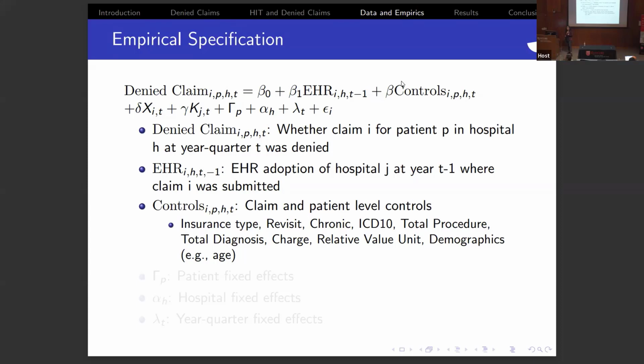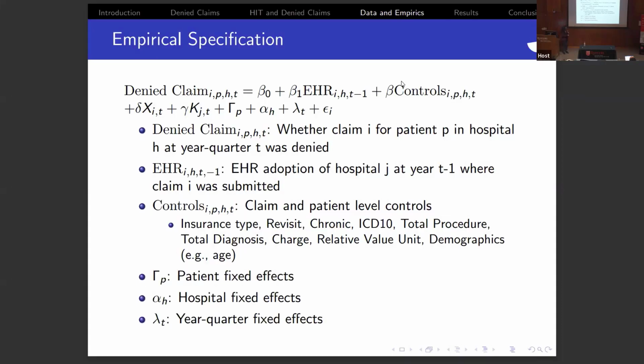So the insurance type, because it's important that some insurers are harder to deal with in terms of these submissions, and basically a host of measures to understand how complex that visit was. Was it a revisit? Was it for a chronic condition? What was the total charge? How many procedures happened, etc.? Because all these factors, the complexity of the visit, can significantly impact whether it's denied or not.